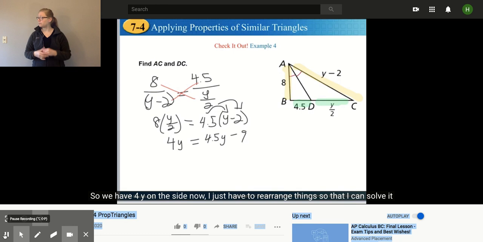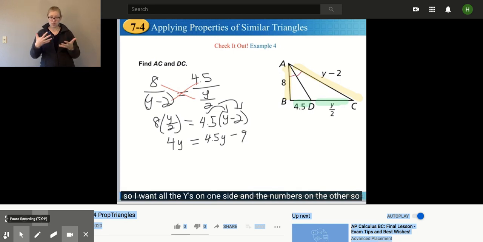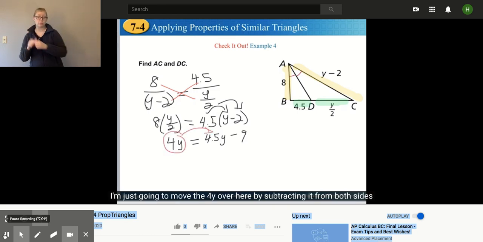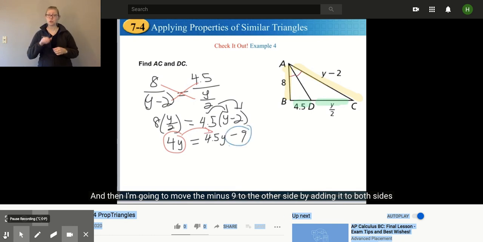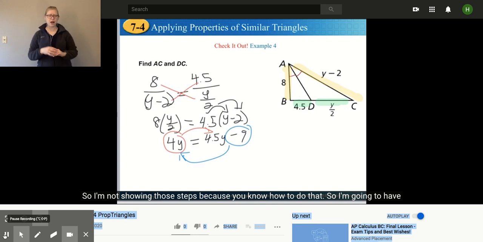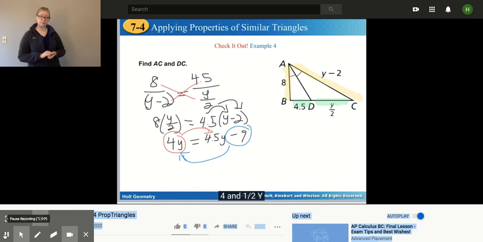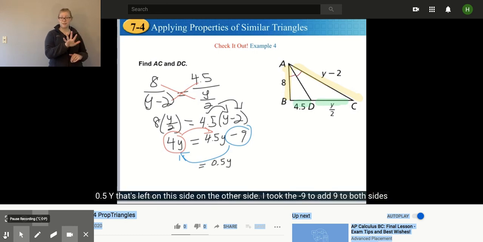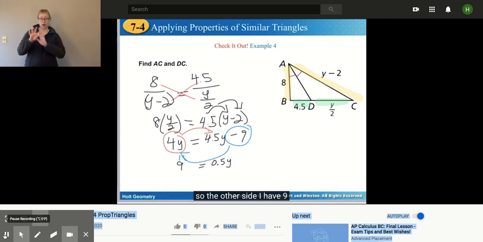Now I just have to rearrange things so that I can solve it. I want all the y's on one side and the numbers on the other. So I'm just going to move the 4y over here by subtracting it from both sides. And then I'm going to move the minus 9 to the other side by adding it to both sides. I'm not showing those steps because you know how to do that. So I'm going to have 4.5y subtract 4y, and so this is going to be 0.5y that's left on this side. On the other side, I took the minus 9 and added 9 to both sides, so I have 9.